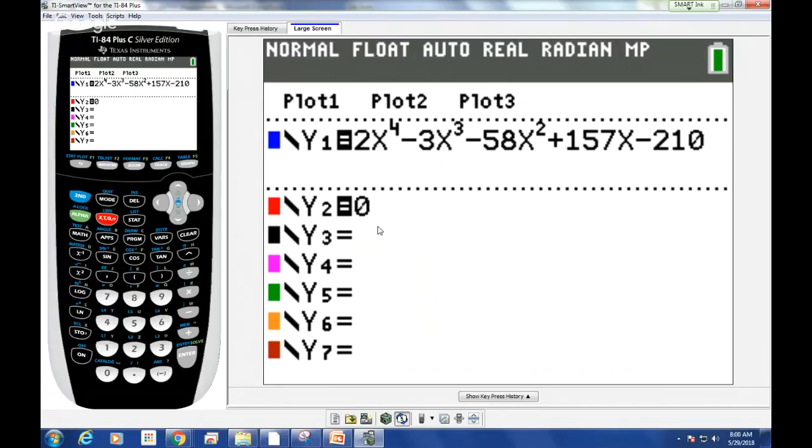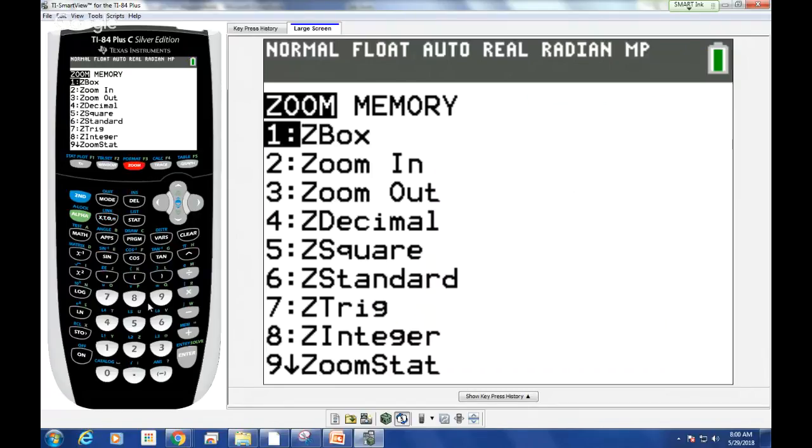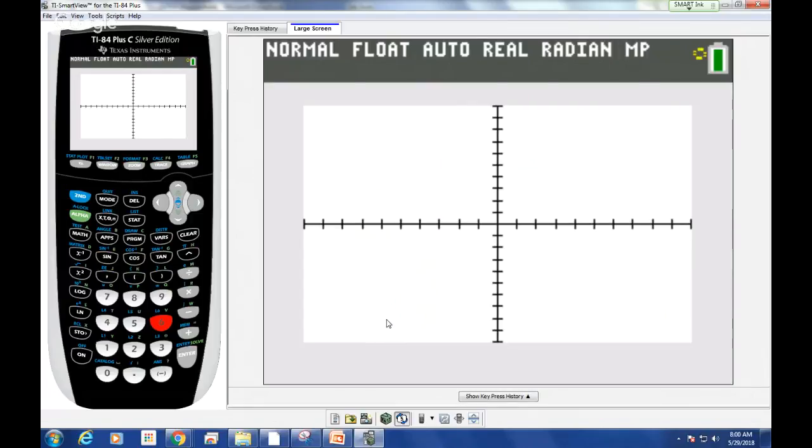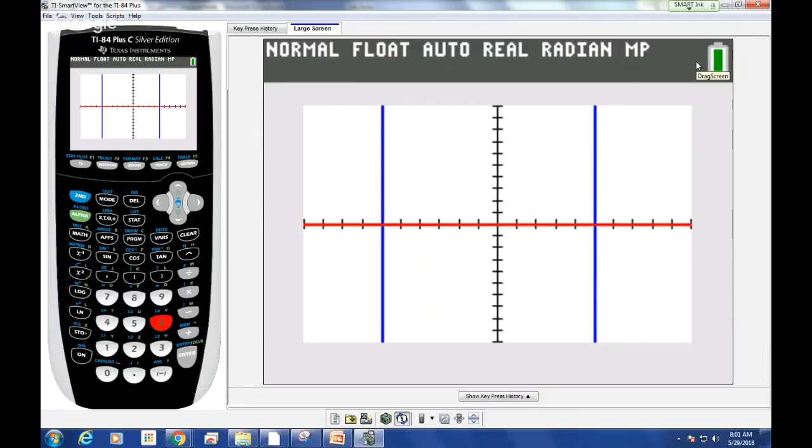All right, does that look good? So then I'm going to go ahead and hit zoom 6, just to reset my zoom in case it was on something crazy. And we're looking for the 2 intersections. Roots mean when does it equal 0? This little yellow icon up here says it's still thinking. So as soon as that's done, I can start working on it.